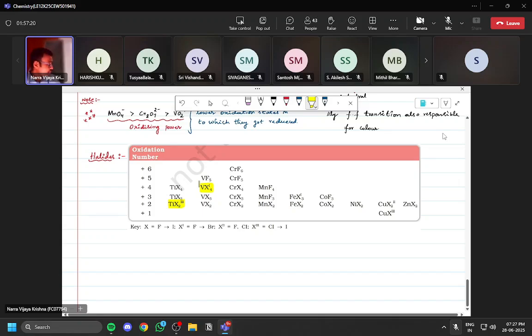What is that one? Fluorine to bromine. There is no iodine. Reason? Iodine is a good reducing agent. So a good reducing agent exists in lower oxidation state, and a good oxidizing agent will make a metal atom exist in higher oxidation state. In the same way, a good reducing agent will make the metal exist in lower states. So that's why VI4, vanadium +4 iodide, is not possible. Is it clear?